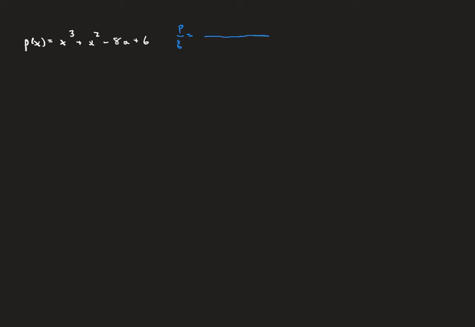So p, remember, divides into the constant, so that could be a plus or minus 1, a plus or minus 2, a plus or minus 3, or a plus or minus 6. The good news in this case is that the q's can only be 1 or negative 1. That's what divides into the leading coefficient evenly. And so this is our list of possible zeros. And we're hoping that we can find at least one of these that works.